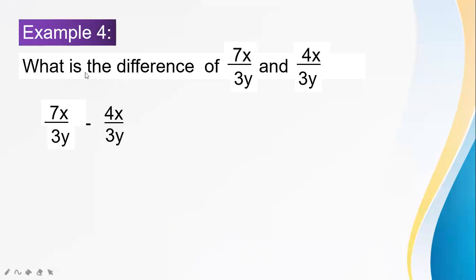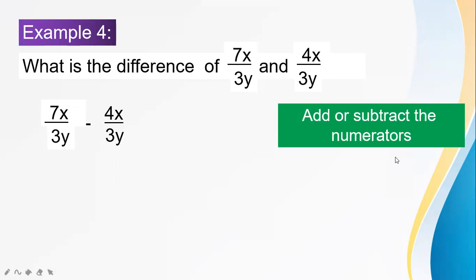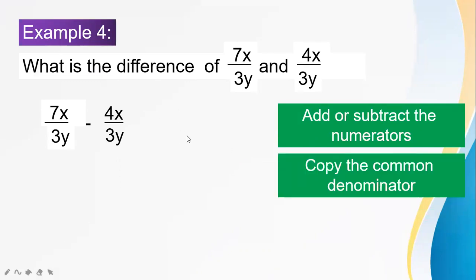Next, number 4, what is the difference of 7x over 3y and 4x over 3y? So difference, it means subtraction. So this will be your given. So again, add or subtract the numerators, then copy the common denominators. So subtract 7x minus 4x over 3y. Then we have 7 minus 4. The answer is 3. So we have 3x over 3y.